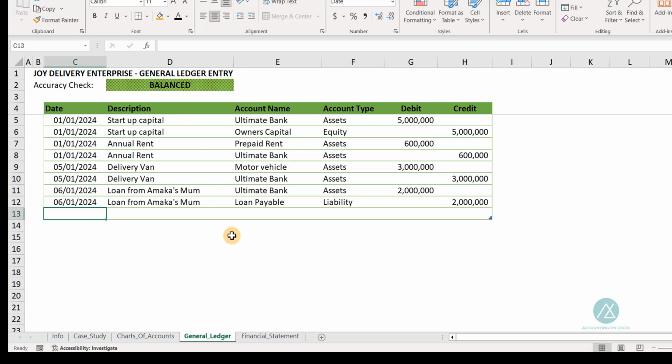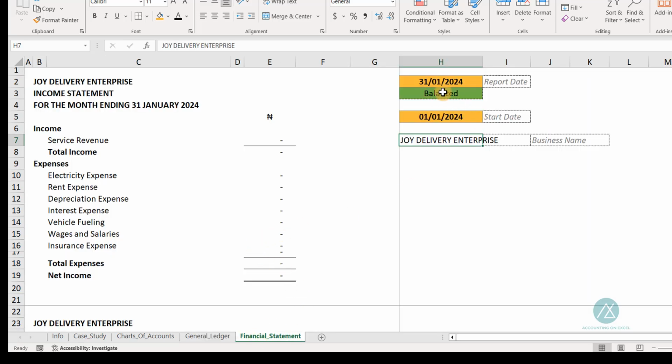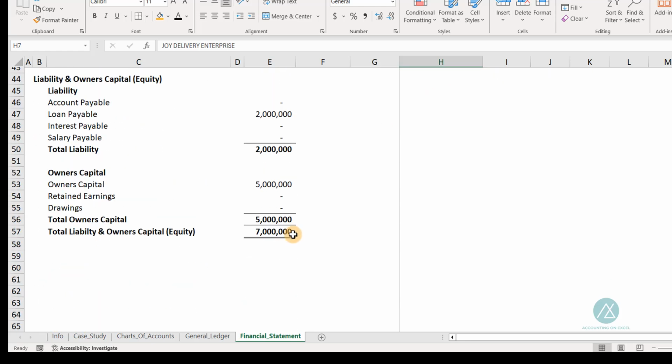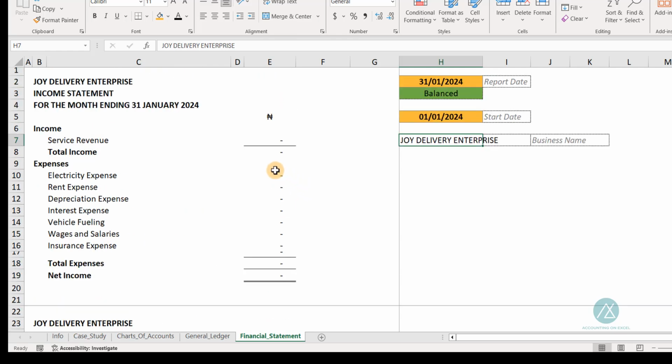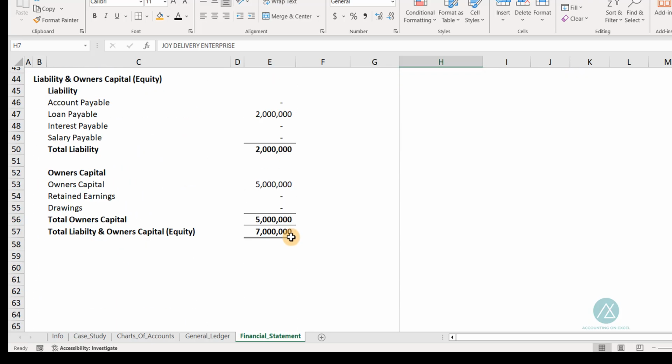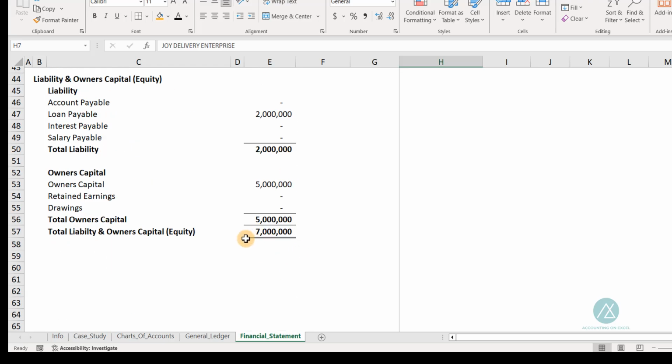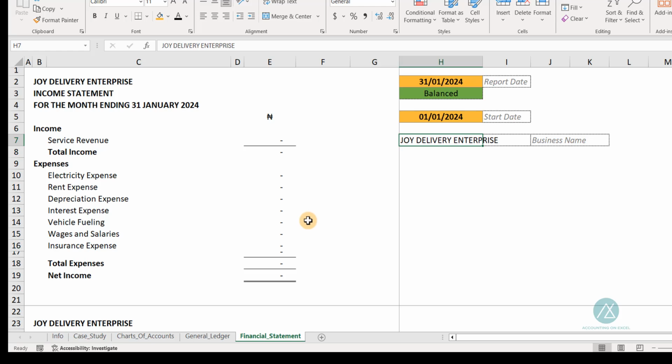So before we proceed, let's look at our financial statement. As I stated, the financial statement automatically generates itself. Now let's look at it. So it's showing us that it's balanced, right? All the transactions we've been making are in the balance sheet accounts. We've not made any input that will be captured in the income statement. So our balance sheet, our report is really moving on fine. So assets are 7 million and total liabilities are also 7 million. That means we are moving in the right direction.